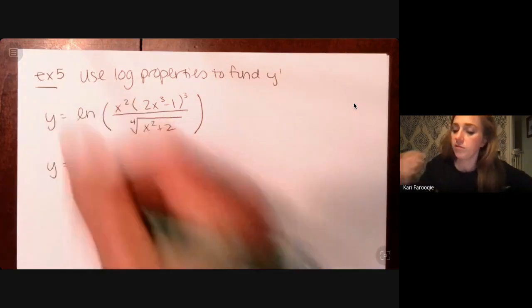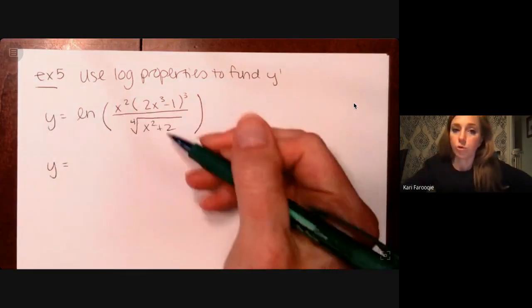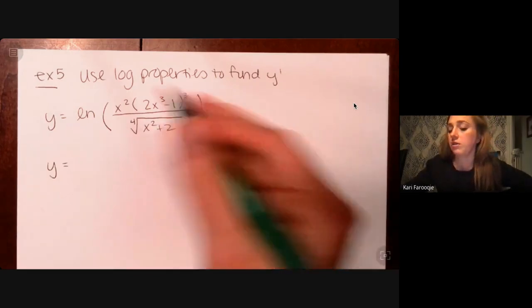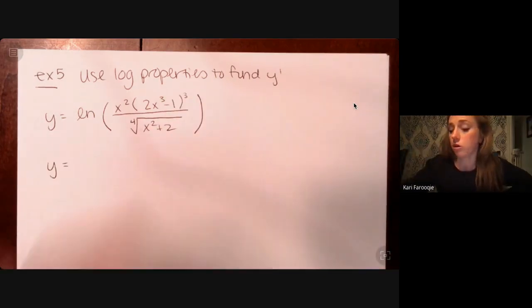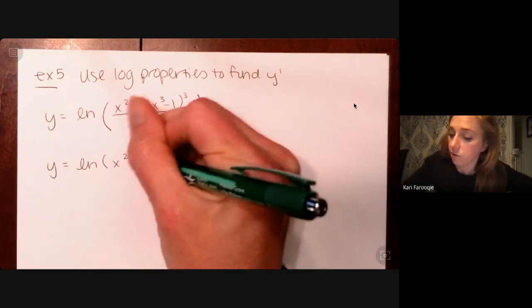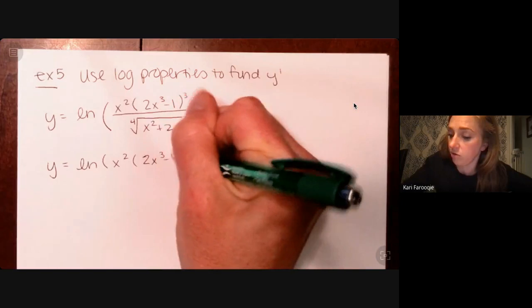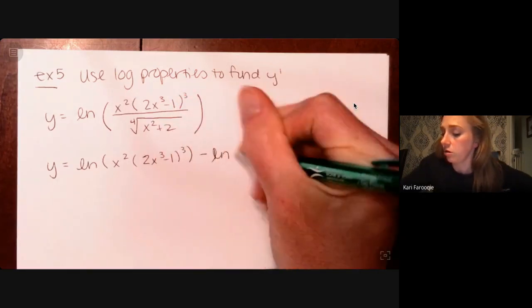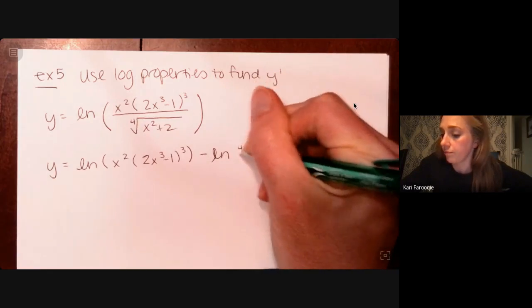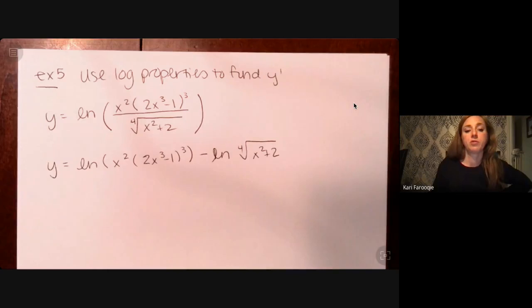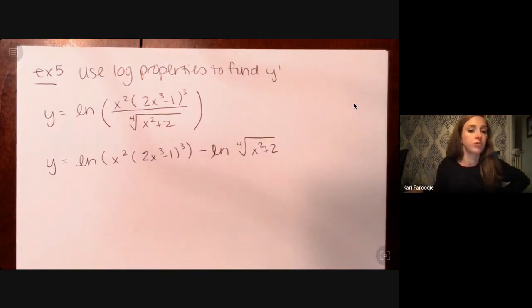Okay, let's rewrite this. We can take the log of a quotient and rewrite it as the difference of 2 logs. So start out by doing that. The fraction is the first thing that you should undo. So I'm going to take the natural log of x squared times 2x cubed minus 1 quantity cubed, minus the natural log of the 4th root of x squared plus 2. So just splitting up the fraction using the difference of those 2 logarithms.